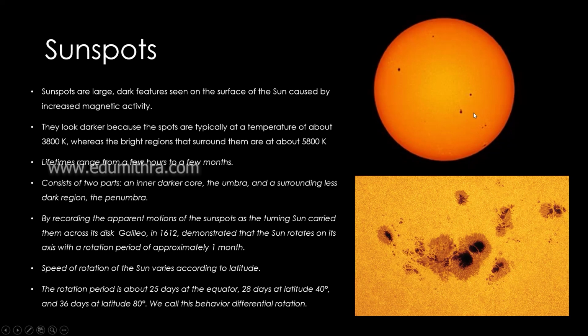So why does it appear black? Because when compared with the other part, the yellow part, the temperature of this yellow part is something around 4,000 or 5,000. But at the same time, if you go inside that, here it is some 3,000 Kelvin. Okay, so the sunspots are lower in temperature. That is why we are seeing it as a black spot.